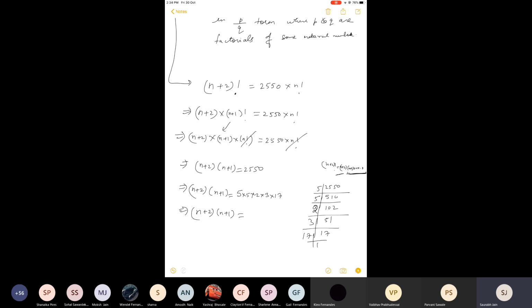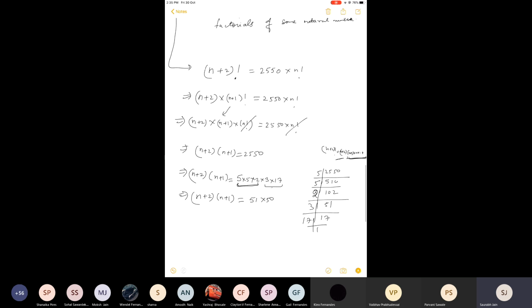What I saw is that on the LHS, I have (n+2) into (n+1). Now, since n is a natural number, (n+2) into (n+1) are basically two consecutive natural numbers. So in the right hand side also, I will write it like this: 17 into 3 is 51, 5 into 5 into 2 is 50. You know the purpose of writing it like this? Now I can directly compare and tell you that n is coming to be 49.